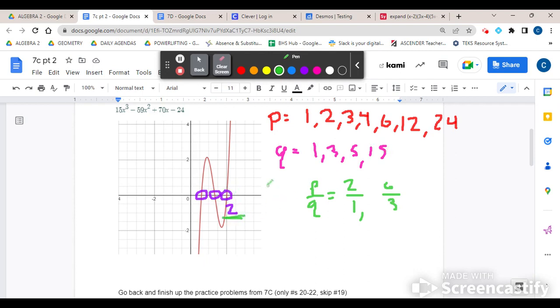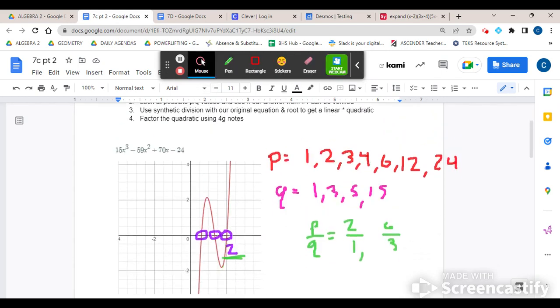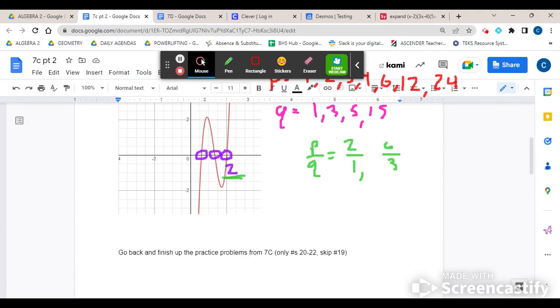Let's do synthetic division to guess and check. We're going to have to do guess and check when we do synthetic division, but if we can narrow down what we're guessing and checking, it's going to make our life a little bit easier. Coming back here, we'll use synthetic division with our original equation and our root to get a linear times a quadratic. We think our root is 2, so we'll do synthetic division to find out if in fact it is.